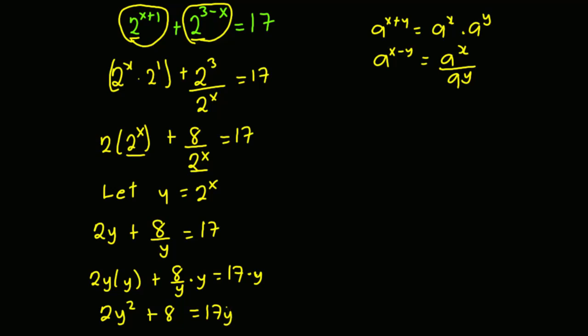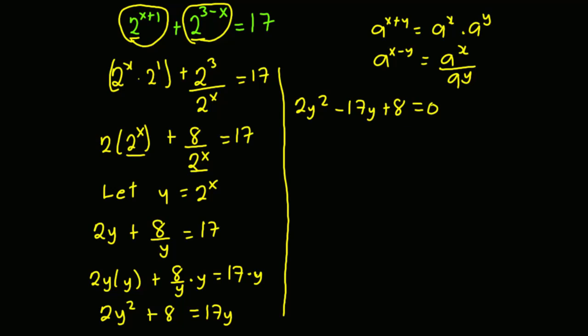Now we could see from here that this is a quadratic equation, and for every quadratic equation the right hand side must always be equal to 0. So I'm just going to move everything from the right hand side to the left hand side. This will give 2y squared minus 17y plus 8 is equal to 0.